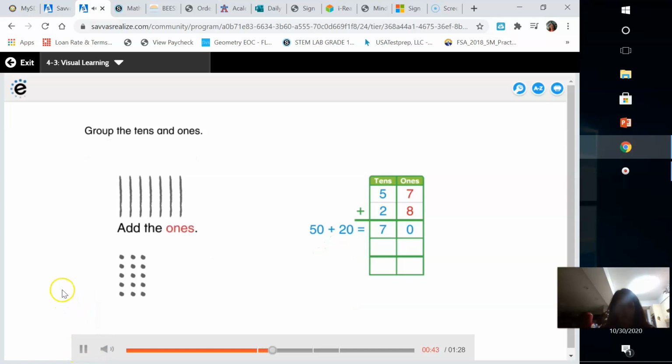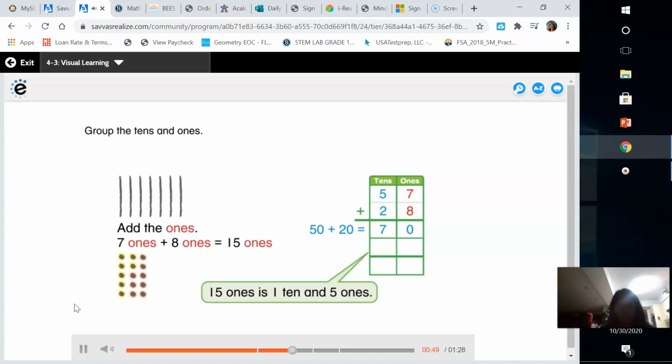Add the ones. 7 ones plus 8 ones equals 15 ones. 15 ones is 1 ten and 5 ones. Okay, so they just counted all these. 1, 2, 3, 4, 5, 6, 7, 8, 9, 10, 11, 12, 13, 14, 15. And they put all the ones here. So now you can see you have the 70 right here and the ones right here.